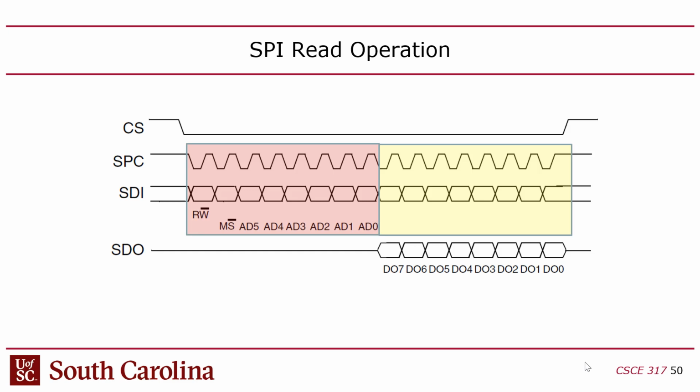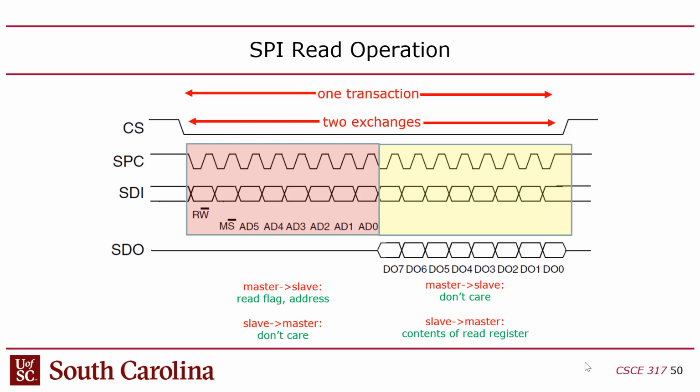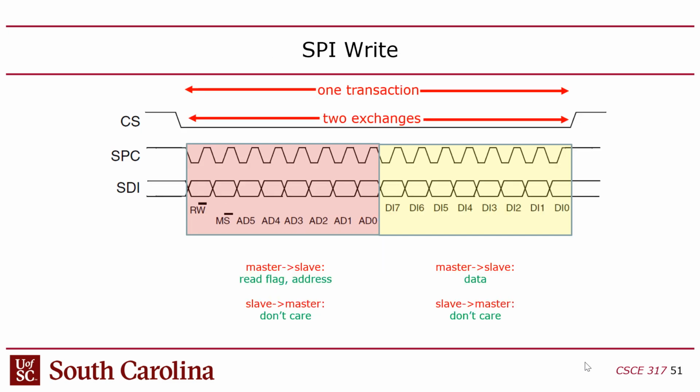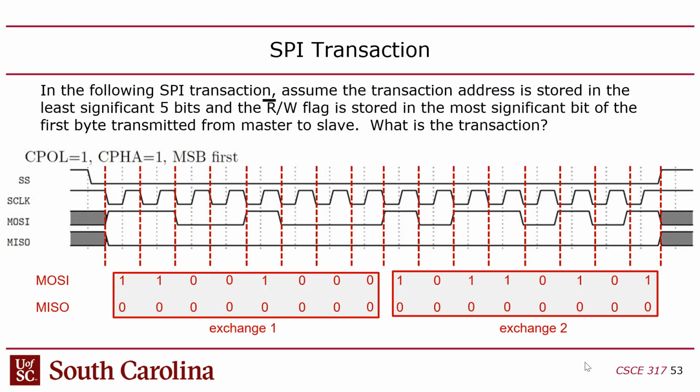Strange, but yeah, if I do a read, then during the data phase, the master doesn't send any data, and during a write operation during the data phase, the slave doesn't send any data. So you're kind of not using the full capabilities, but that's the only way to do reads or writes. Okay, and you can expect to see a question about this on the exam.